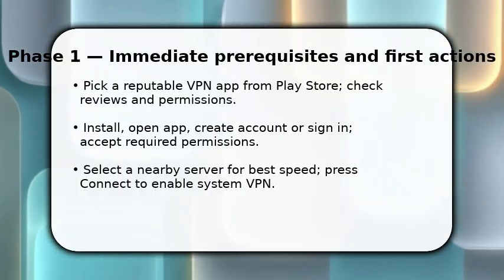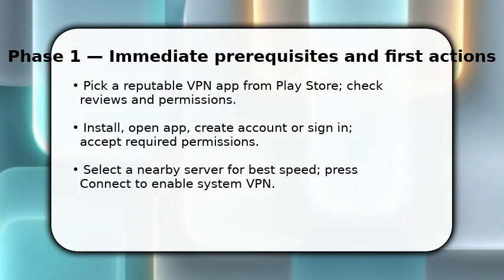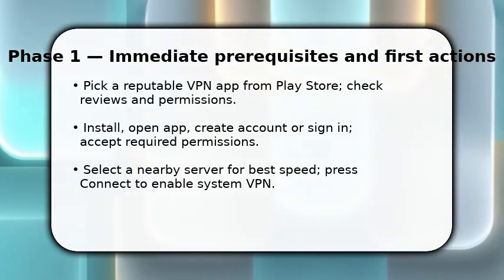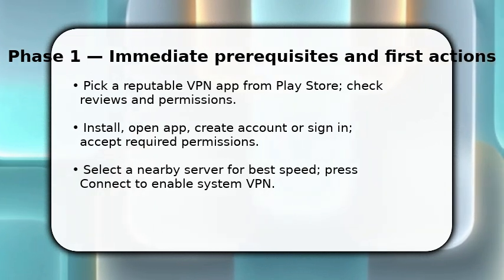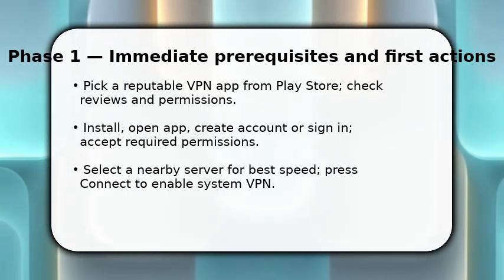Choose a nearby or purpose-specific server. Lower latency usually means faster browsing. Tap Connect to activate the VPN. You're doing this first because Chrome extensions aren't supported on Android in the same way. System VPN protects every app, including Chrome.